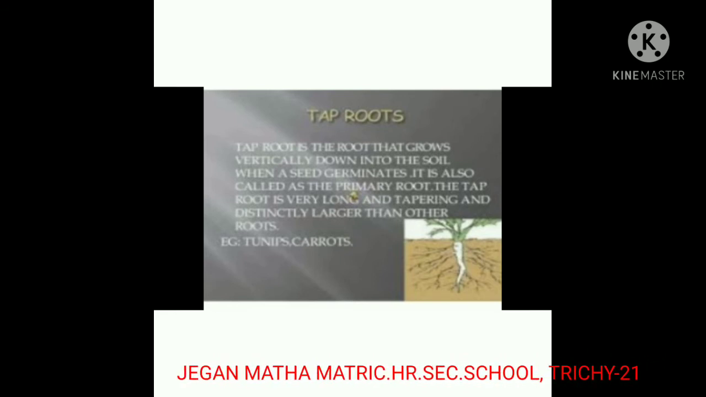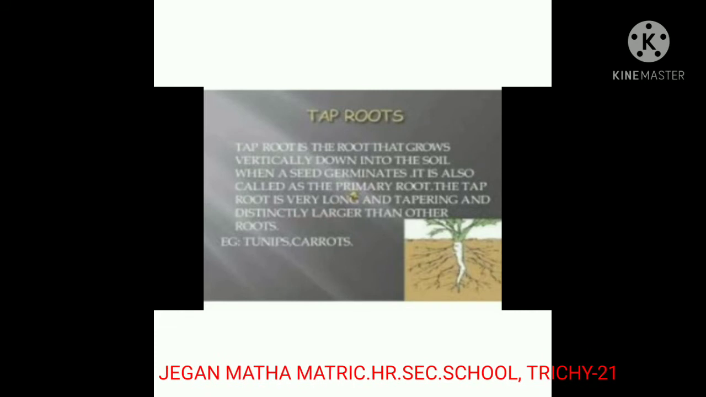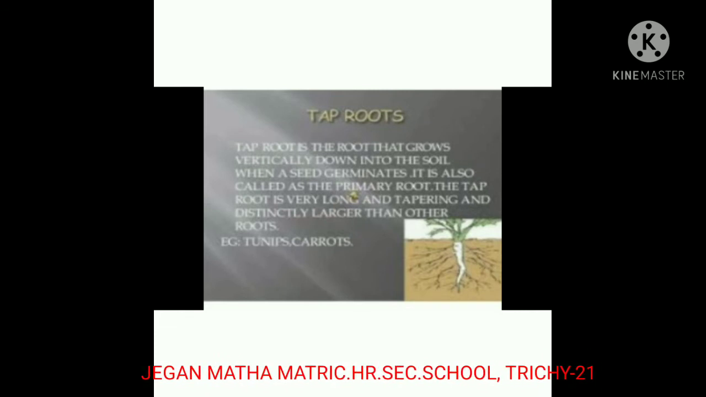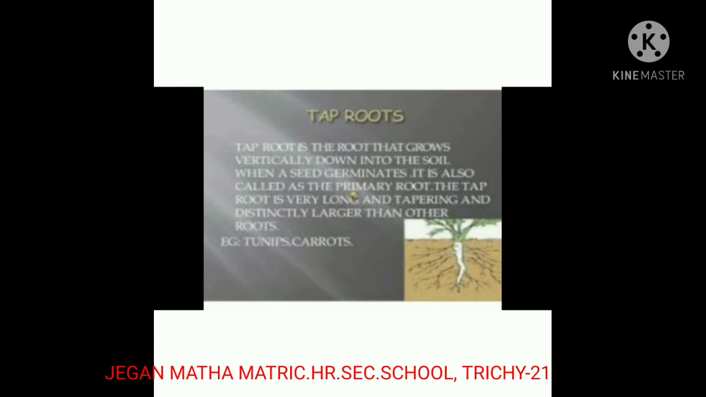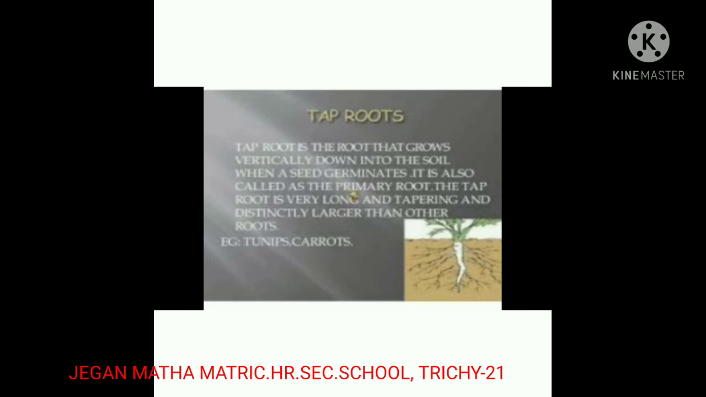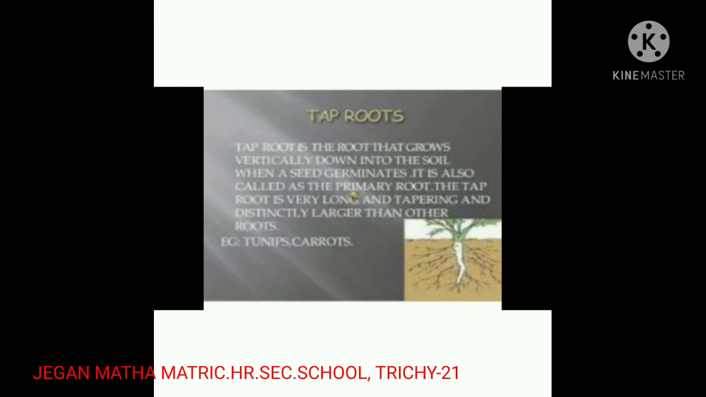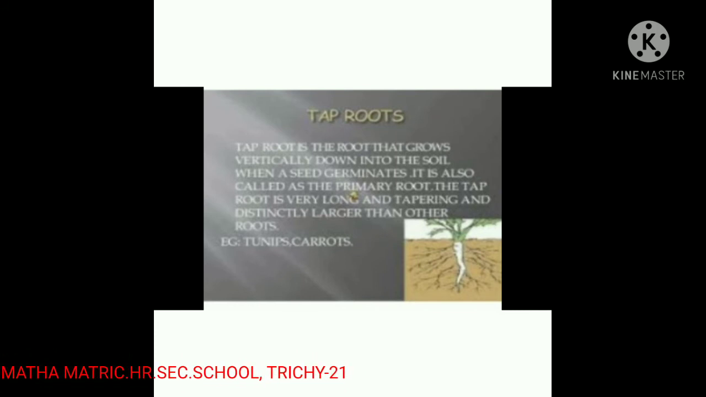Examples: tulips, carrots, etc. Once again, the taproot system consists of a single root which grows straight down into the ground. Smaller roots called lateral roots arise from the taproot. They are seen in dicotyledonous plants. For example, beans, mango, neem, etc.